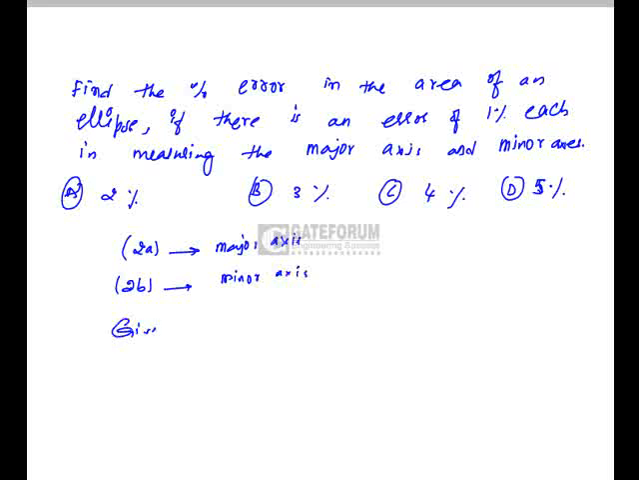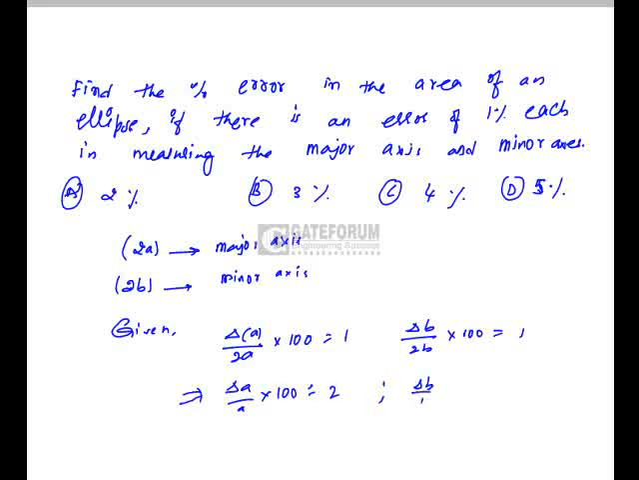and they have given that percentage error on major axis, that is delta A by 2a into 100 is given as 1, and also delta B by 2b into 100 is given as 1%. Now we need the corresponding percentage error in total area of the ellipse. Now here we can write this as delta A by A into 100 can be written as 2. Similarly, delta B by B into 100 can be written as 2. Now area of ellipse is nothing but pi AB. So area of ellipse is pi AB.